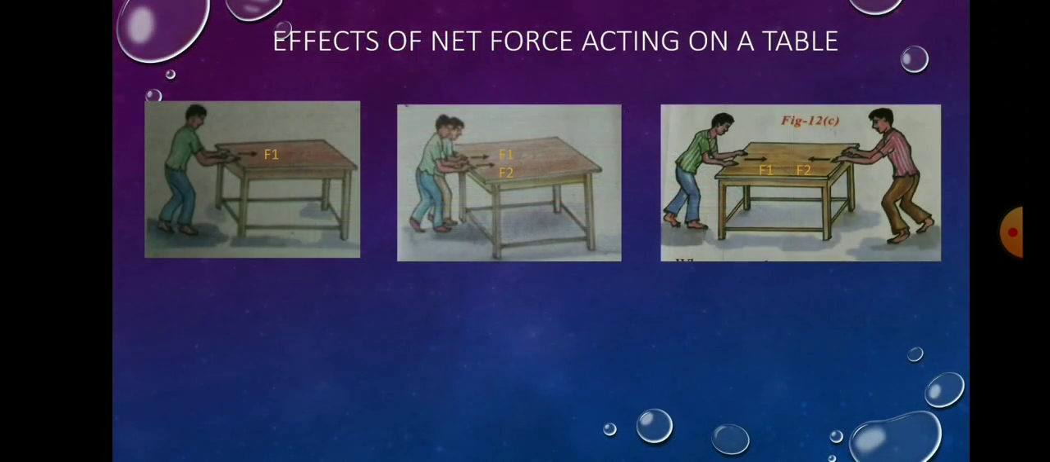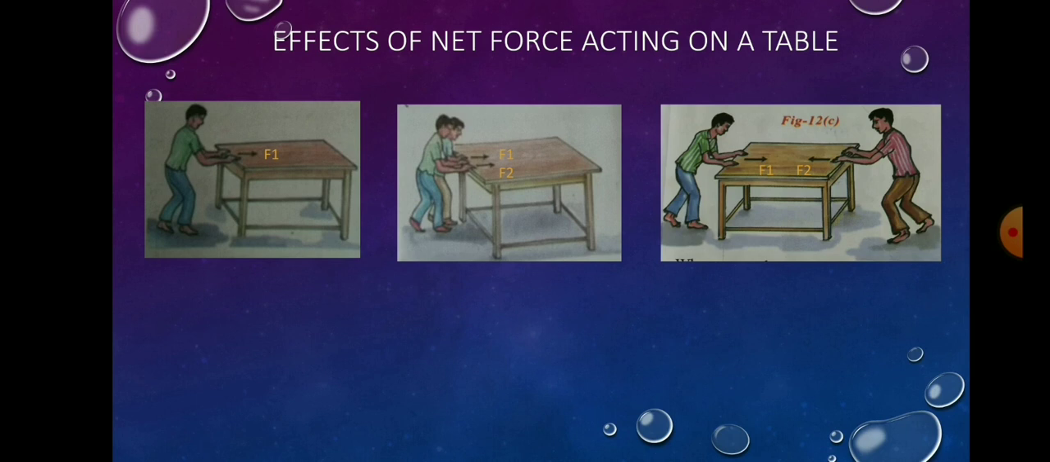See children, in the first figure, a boy is pushing a table using force F1. In the second figure, two boys are pushing the same table using F1 and F2 forces. In which case does the table move easily? In the second case, the table moves easily because the force F1 applied by one boy is added to the force F2 exerted by the other boy, with both forces applied on the table in the same direction. The total force applied by both boys made it easy to move the table.